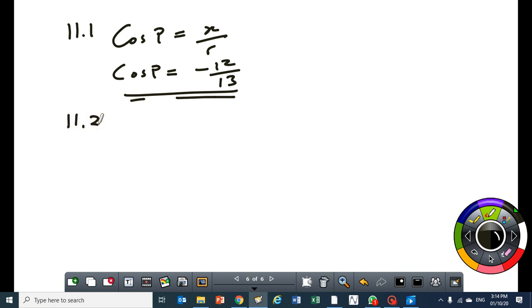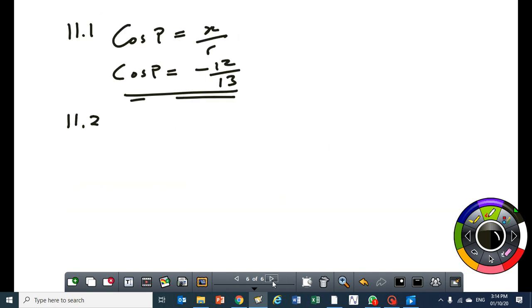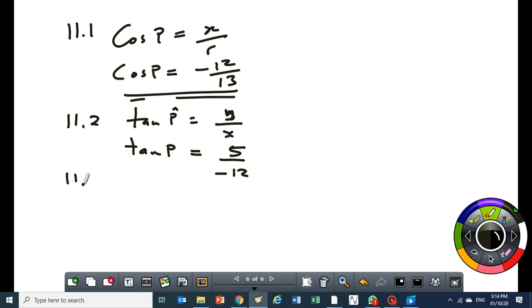Then 11.2, we want tan p. Tan p is equal to y over x. Okay? It's y over x. But what is y? It's 5. What is x? Minus 12. So tan p is equal to 5 over minus 12. Okay? Yes, calculating the x and knowing in which quadrant the terminal arm lies is important.